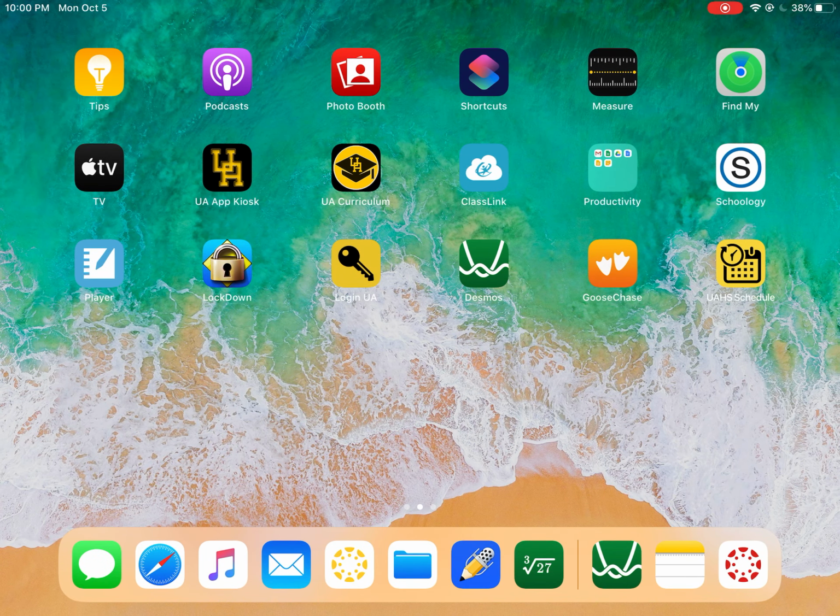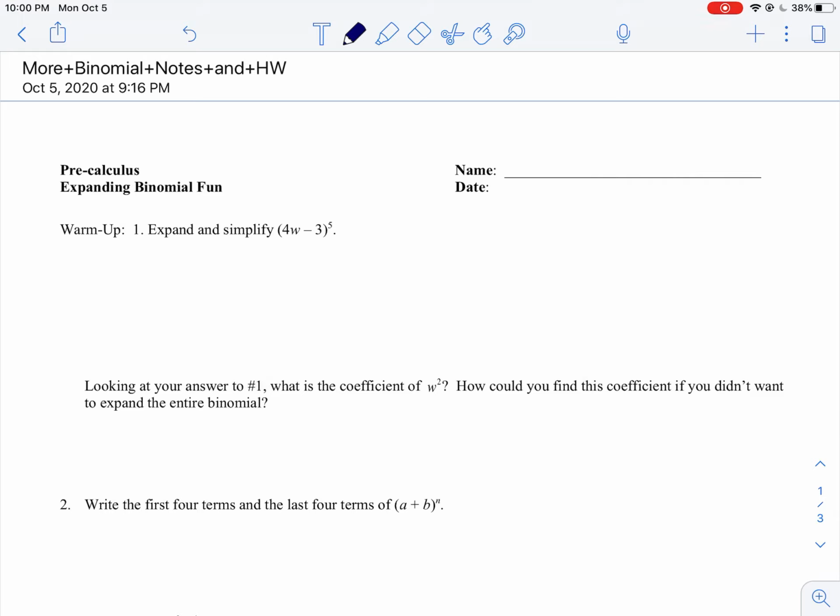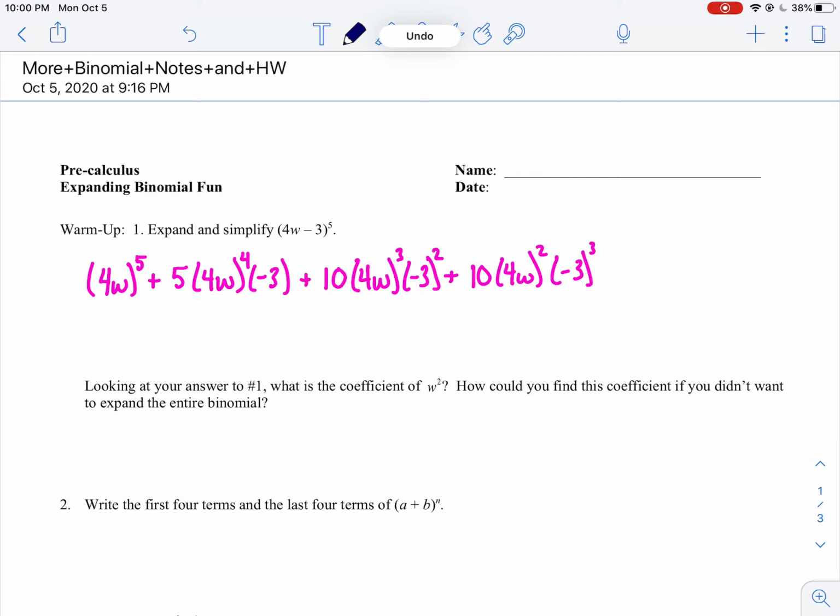All right, so today we're going to do a little bit more work with binomials. The first one here is just a warm-up, so if you want to, pause the video and give that one a try on your own, and then you can check your answer. I'll go ahead and do it, but again, just hit pause and see how you do with it, okay? All right, so this is how we would do it then.